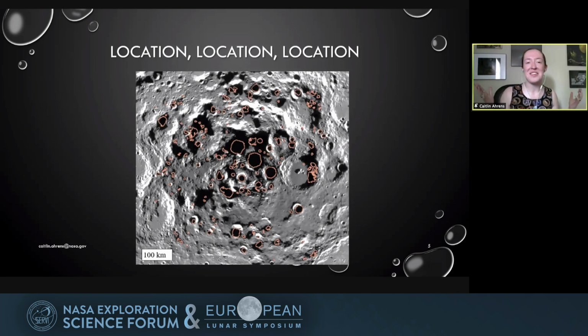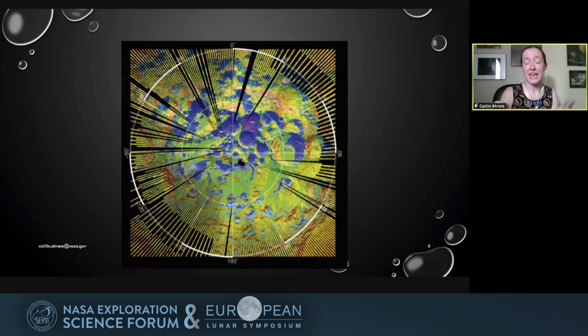So it all comes down to location, location, location. Now, granted, this entire session is the south polar region of the moon. Okay, great. But what I mean by location, location, location is where are the volatiles in relation to their crater? Are they completely enveloped in the crater? Are they maybe on the wall? Are they on the wall and the floor? So where are they located within the crater? And that's what I mean here.